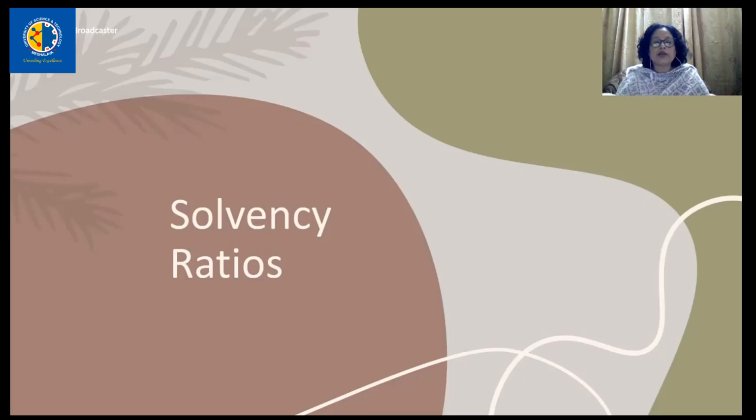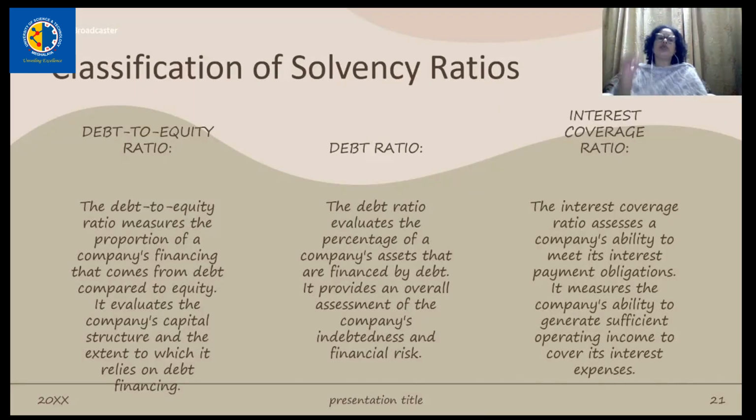Then comes the last part, the solvency ratio. So, here the debt equity ratio. The debt equity ratio measures the proportion of a company's financing that comes from debt compared to equity. It evaluates the company's capital structure and the extent to which it relies on debt financing. Debt ratio. The debt ratio evaluates the percentage of a company's assets that are financed by debt. It provides an overall assessment of the company's indebtedness and financial risk.